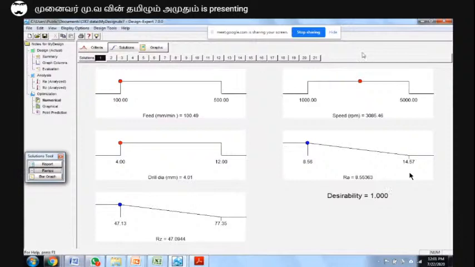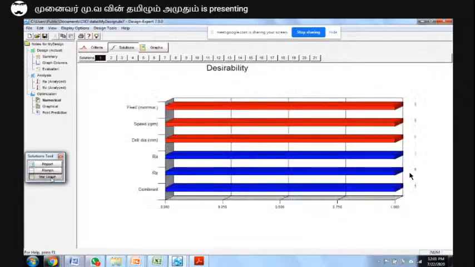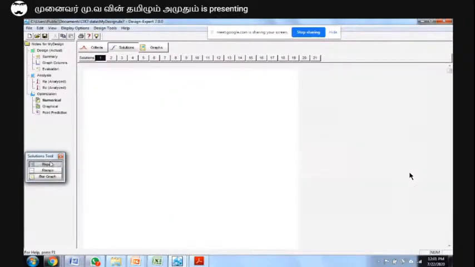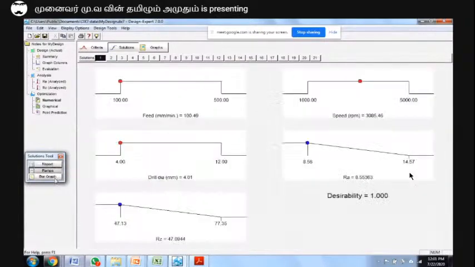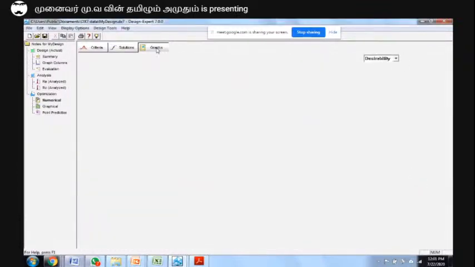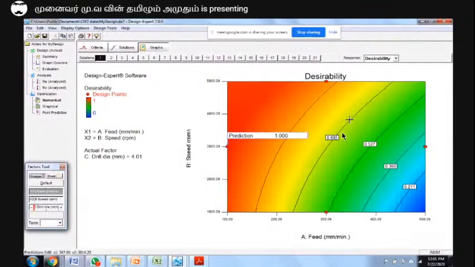We can use this graph either in a journal, for preparing the manuscript, or in the thesis. In the report, we can use the graph and the bar graph. This is the optimized graph.